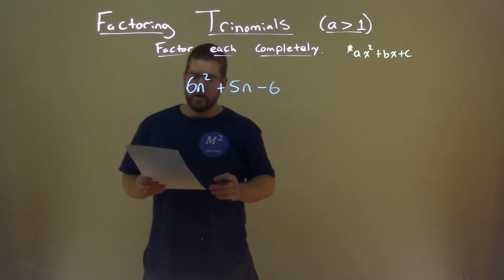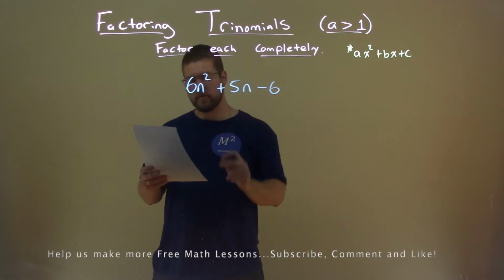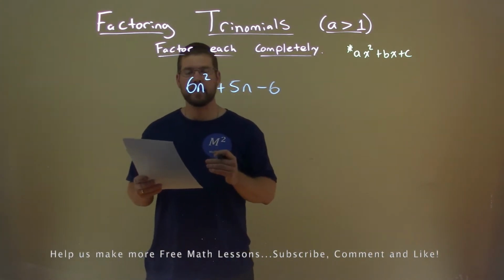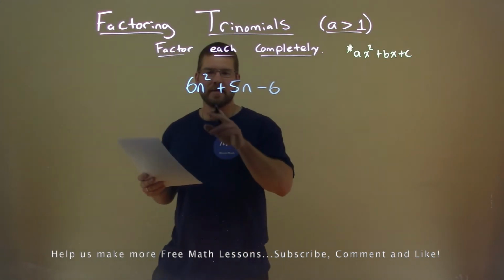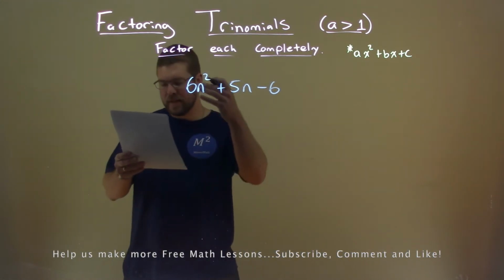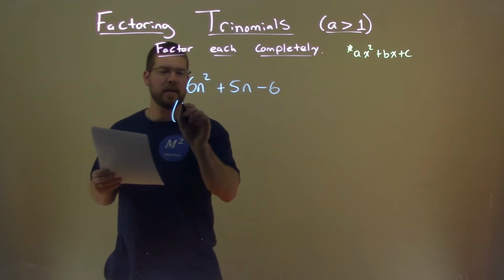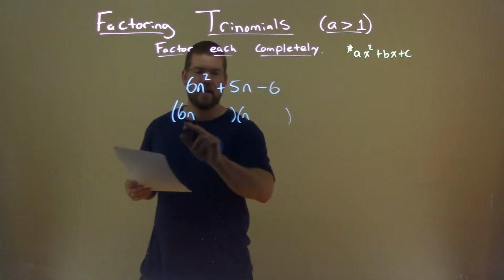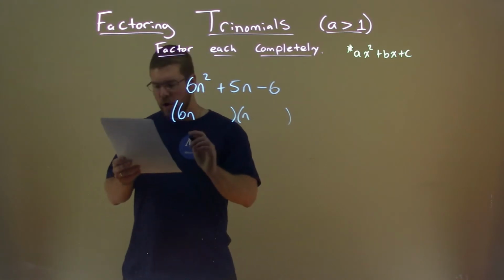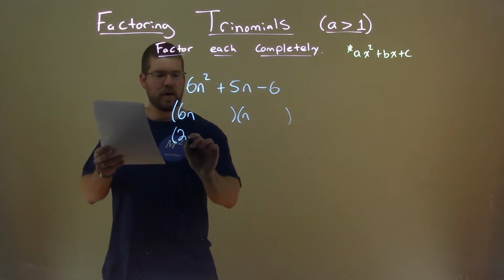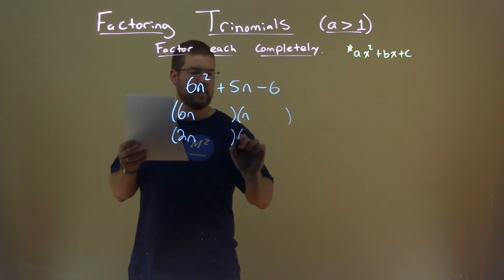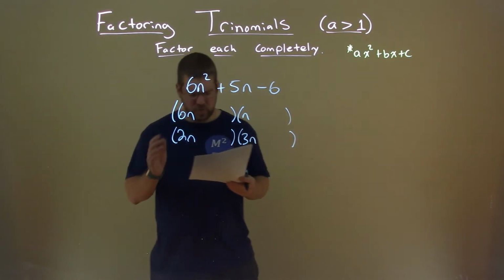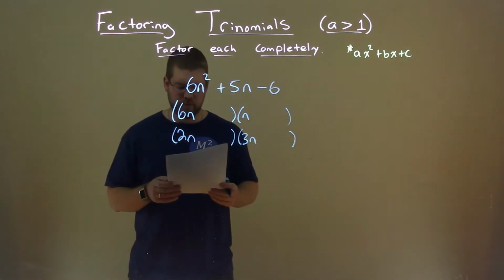We're given this problem right here, 6n squared plus 5n minus 6, and we need to factor this completely. My 6n squared lets me know I have two options that this thing can look like. It can either be some 6n times 1n, which gives us that 6n squared, or it can be in the form of some 2n times a 3n, which also gives us 6n squared. So I keep that in mind as I'm moving forward.